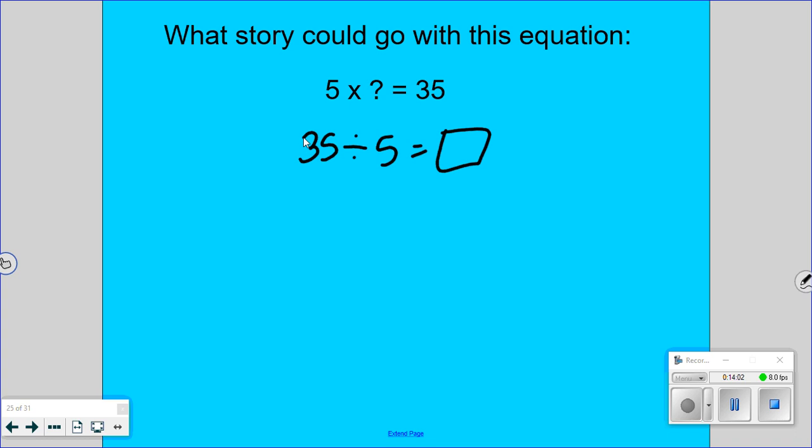No. Paxton? Paxton has 5 groups of bananas. Of bananas, nice. And I don't know how many are in each group. He has 35 bananas. I love that. Paxton has 5 groups of bananas. He doesn't know how many are in each group, but he has 35 total. Beautiful. Cole has 5 groups of mystery amounts of brownies, but there are 35 brownies. Jordan, you want to try?